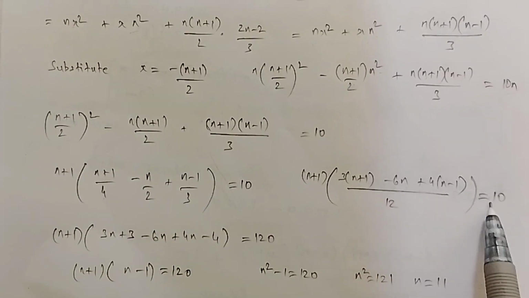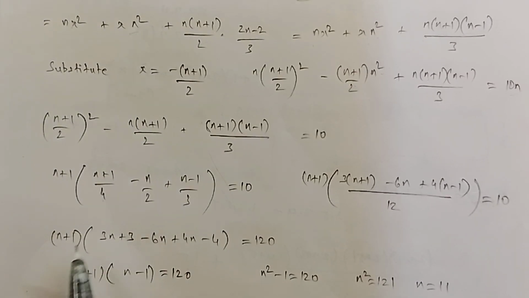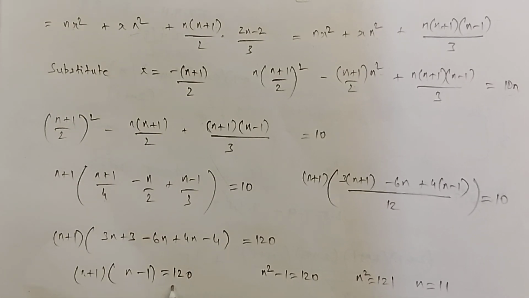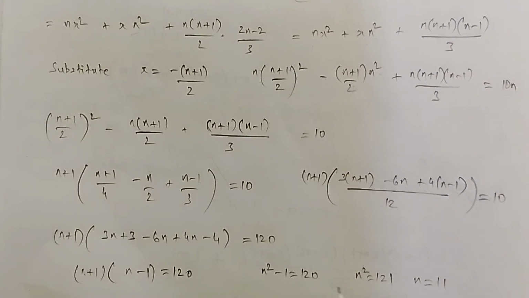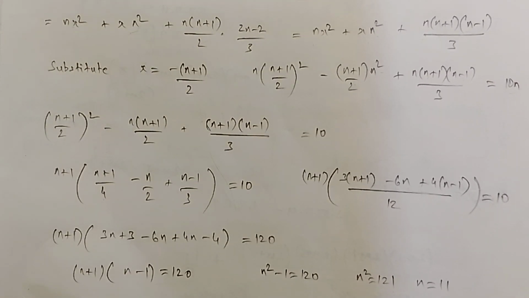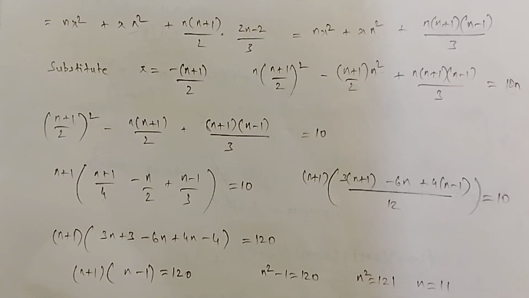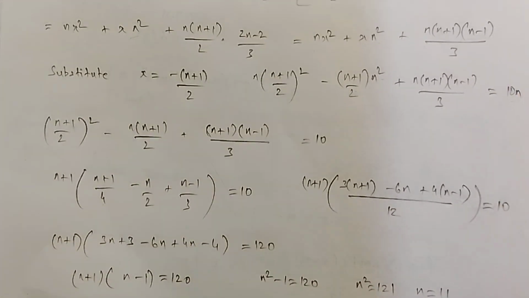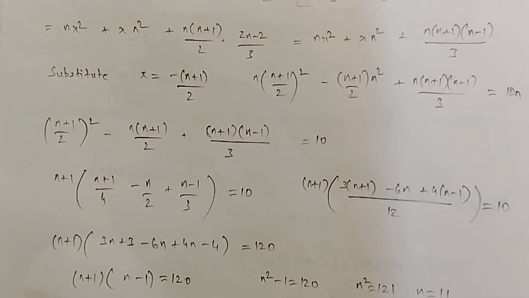We can further simplify this with basic algebraic manipulation, and finally we get n plus 1 into n minus 1 equals 120, which is nothing but n square minus 1 equals 120. We get n square equals 121 and n equals 11. So we figured out what exactly n is. N is 11. This is one method. There is another method which we can use to solve this kind of equation, this kind of summation.